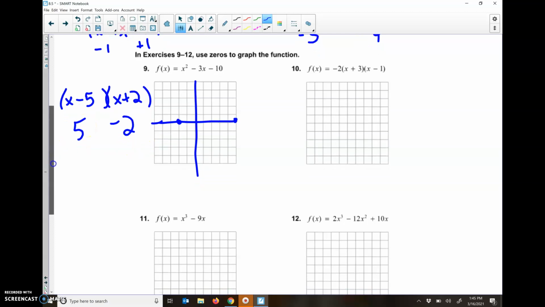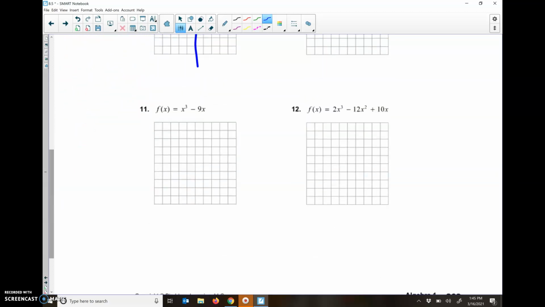Okay. And then same thing down here, except now we have x to the third. So now I need to pull out an x. If I pull out an x, I'm left with x squared minus 9, and I can factor that even more. So x plus 3 and x minus 3. So now if I find my zeros, I actually have an extra 0 here. I have a 0 there.